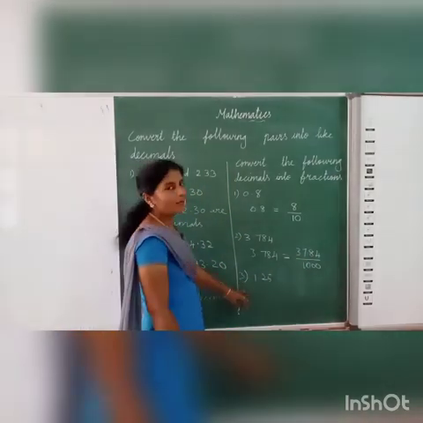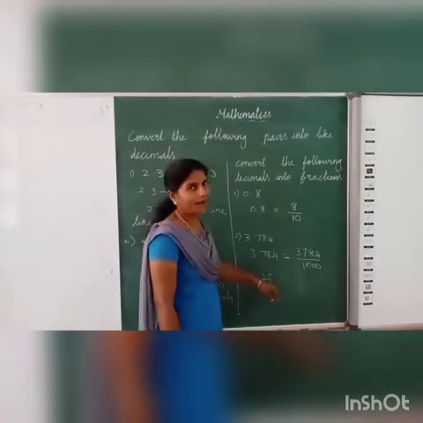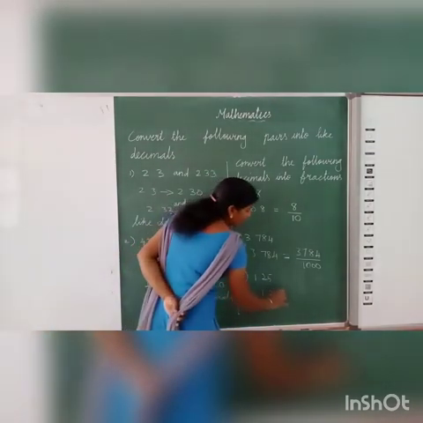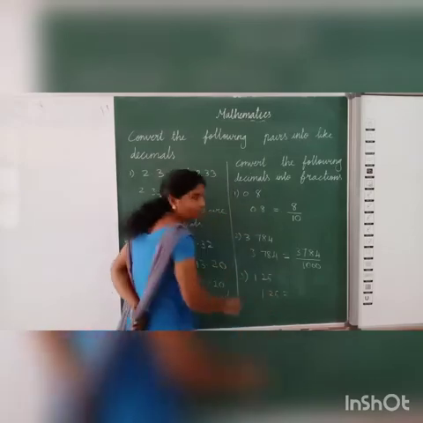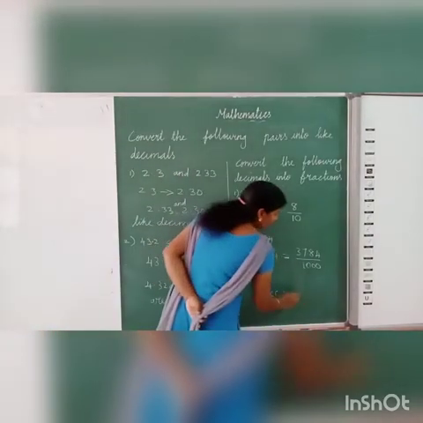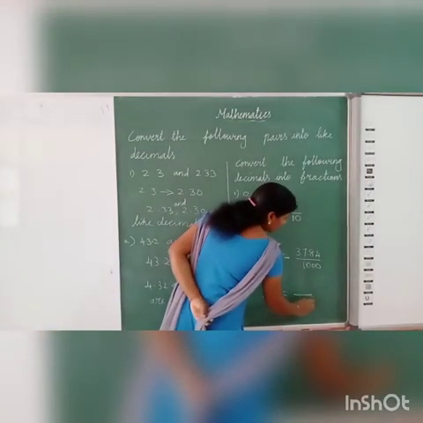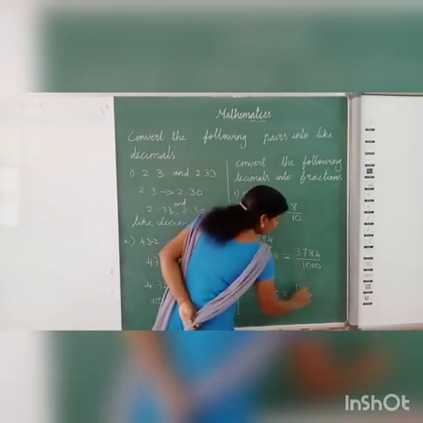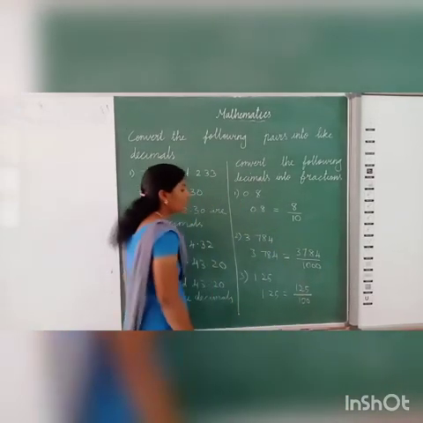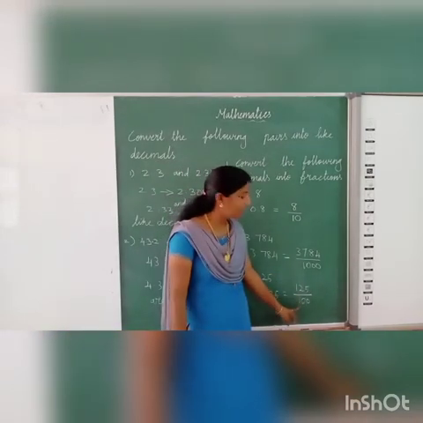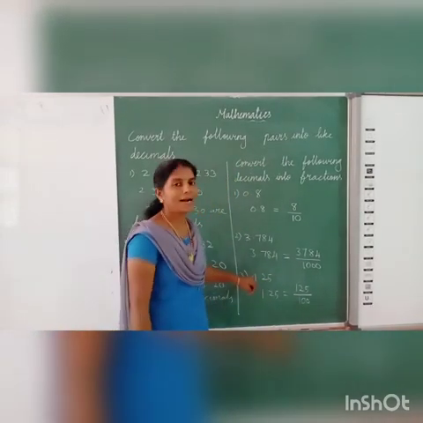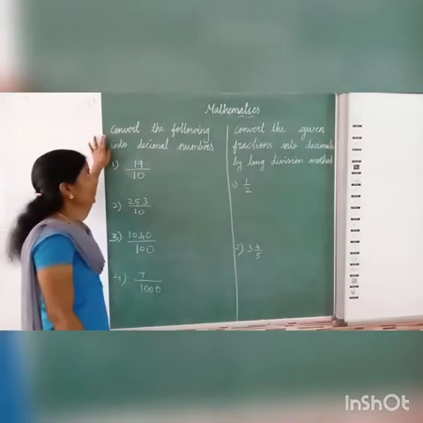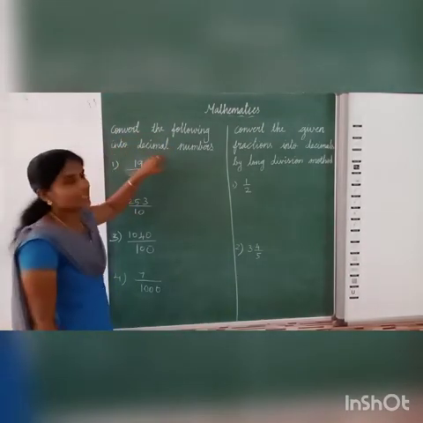Okay. Then the third one, 1.25. Now listen, 1.25 is equal to, after the point we have 2 digits, so we can add 2 zeros. So that is 100. Now we can write the numerator 125. So 125 by 100 is the fraction form of 1.25. Clear?